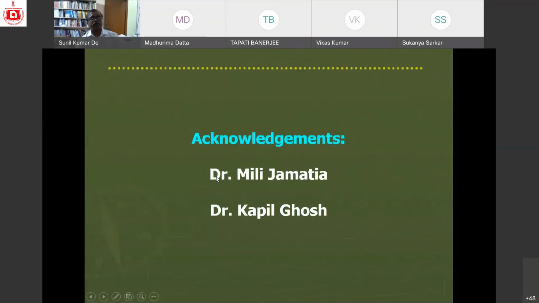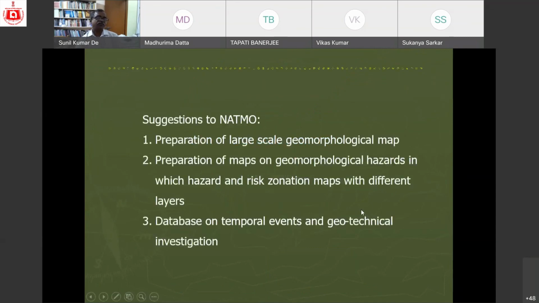Acknowledgement: this is Mili Jamatia, she is my first research scholar who did work on Karshiang subdivision. Now she is in Japan. And Dr. Kopil Ghosh, he did work on Tripura. And now he's teaching in West Bengal State University.